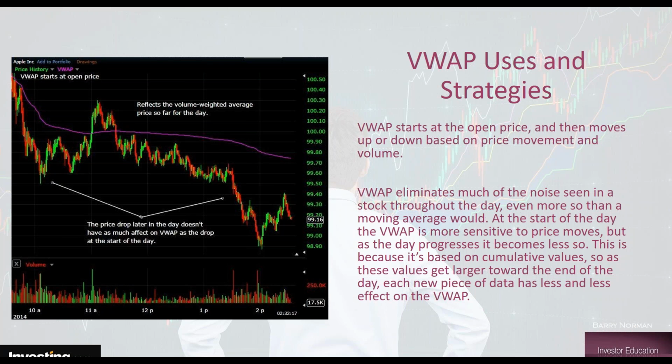VWAP eliminates much of the noise seen in a stock throughout the day, even more so than a moving average would. At the start of a day, the VWAP is more sensitive to price moves, but as the day progresses, it becomes less so. This is because it's based on cumulative values. So as these values get larger towards the end of the day, each new piece of data has less and less effect on the VWAP.